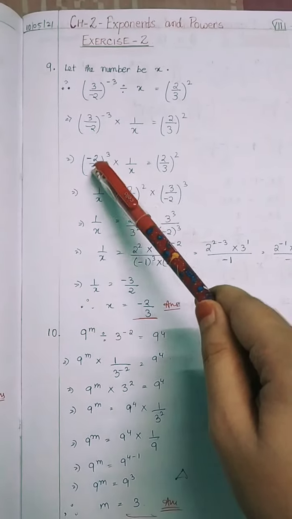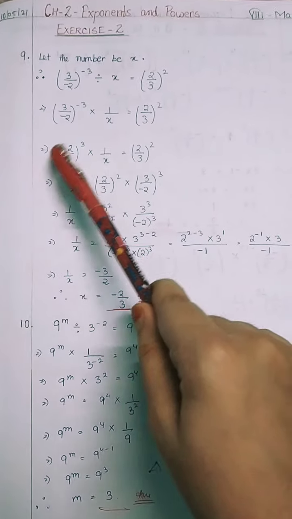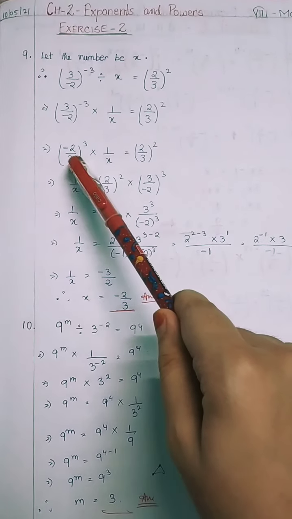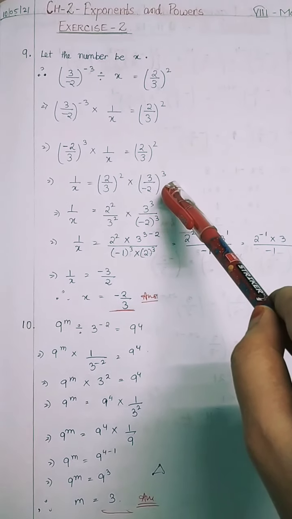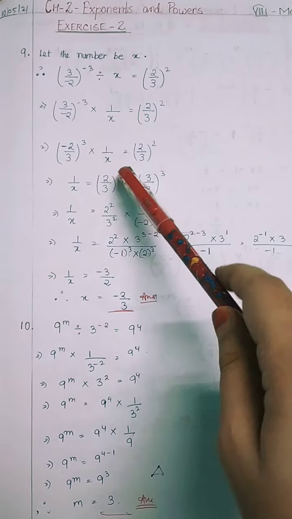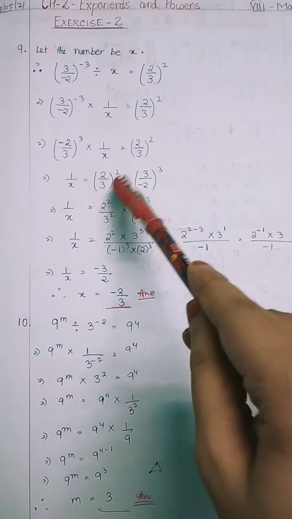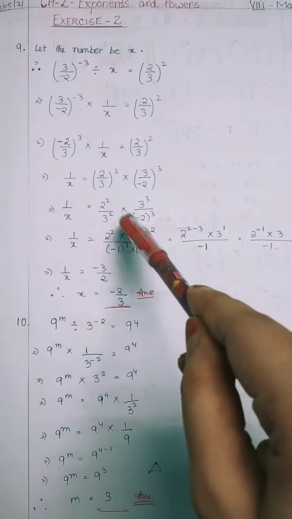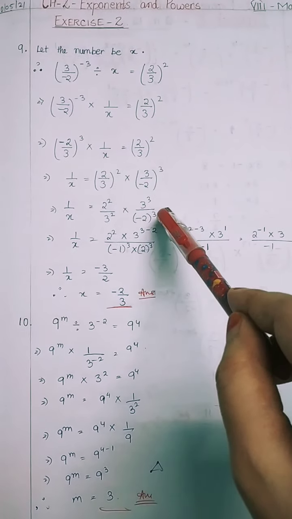Now, this number will be shifted to the right hand side. Whenever it is transposed to the right hand side, this will be reversed. So minus 2 by 3 will become again 3 by minus 2. Okay, the power will be same. Now, when you solve it out, first of all, if the whole has a power, it means 2 also has square, 3 also has square, like this. Here also 3 also has cube, minus 2 also has cube.